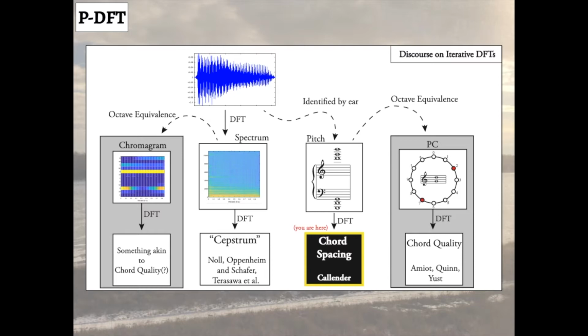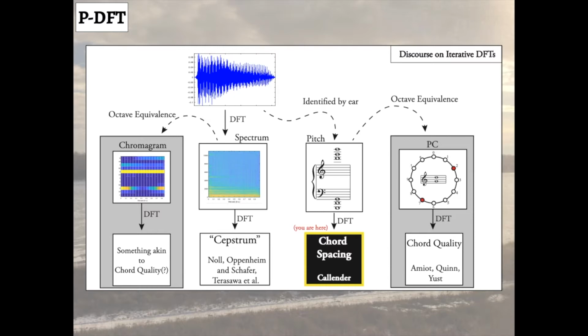Our approach then takes note that both the cepstrum and the PC-DFT are doing a DFT on some sort of pitch data, so we can combine them. Like the cepstrum, we don't use octave equivalents, but borrowing from the PC-DFT's chord quality, we do use actual pitches, as notated. What we end up with is a study of chord spacing that somehow combines chord quality and timbre.